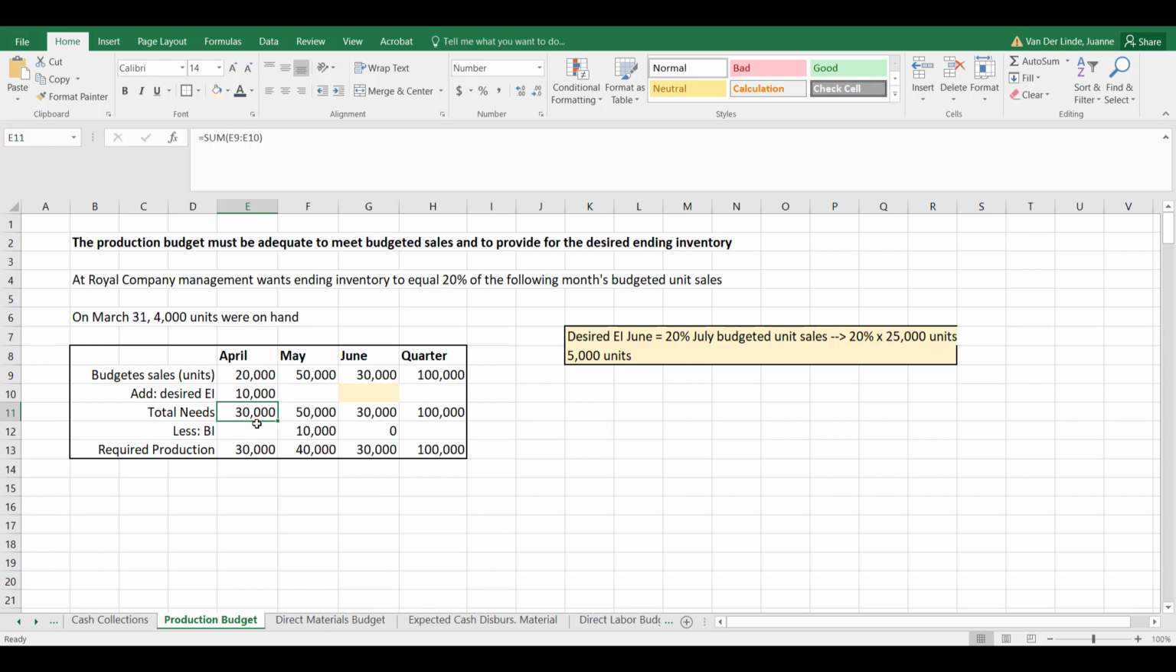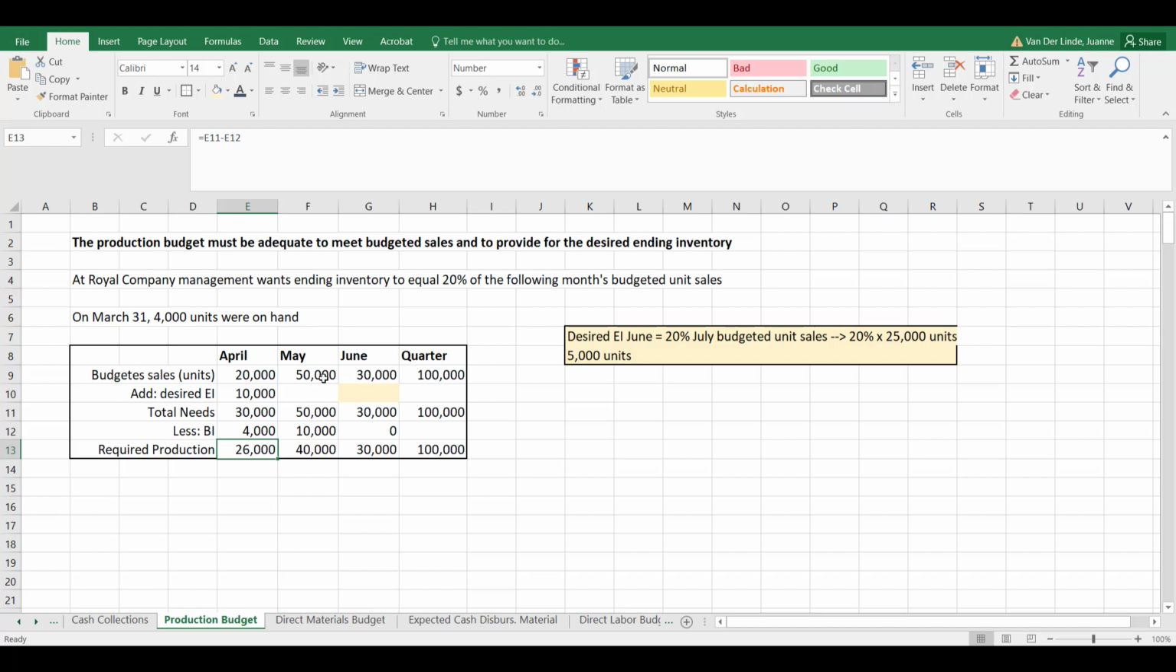But we started April with some units. We started April with 4,000 units. So we wouldn't have to make 30,000 units. We'd only have to make 26,000 units. So here we're just going to plug in 4,000 for that beginning inventory. So if we need 30,000 units for April to cover sales and the ending inventory that we desire, but we already have 4,000 of those 30,000, then we only need to make 26,000 units in April.